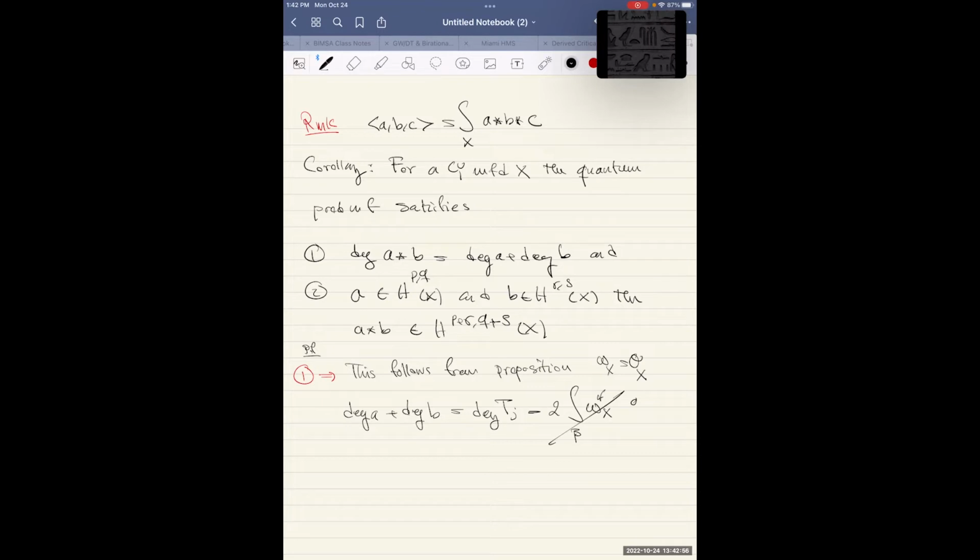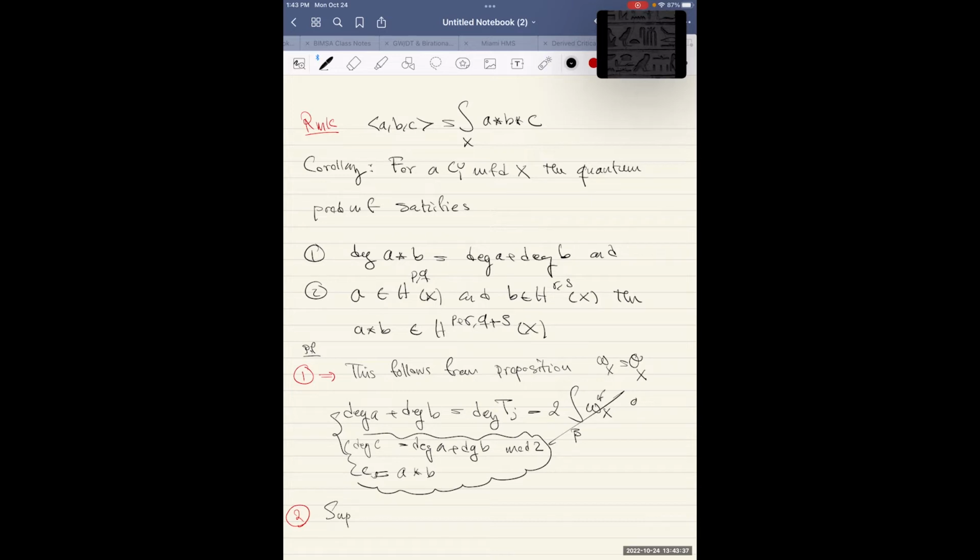Right? So this is something that we had before. This is the one that we had. Degree of C is degree of A plus degree of B modulo 2, when C is equal to A cross B. So this follows from that proposition. Okay. So part 2 is the following. If it is Calabi-Yau, it's much easier. Degree of A plus degree of B, because that even part just goes away.